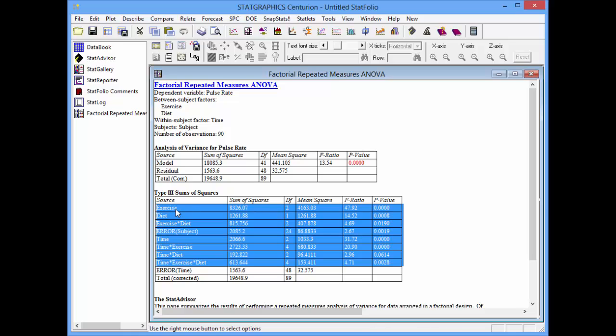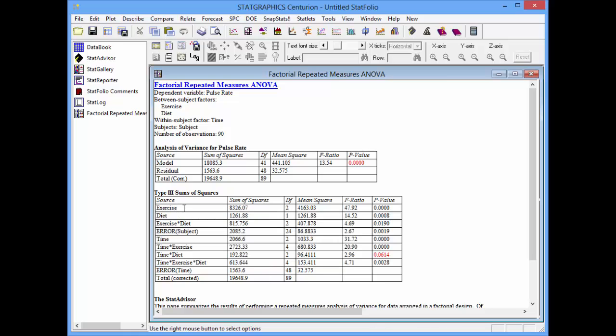You can see that the between subject factors, exercise and diet, are both statistically significant. Their p-values are quite small. There's also a significant interaction between those factors, between exercise and diet. The within subject factor is also statistically significant, as are a couple of the interactions. The only interaction with a p-value greater than 0.05 is the interaction of time with diet.